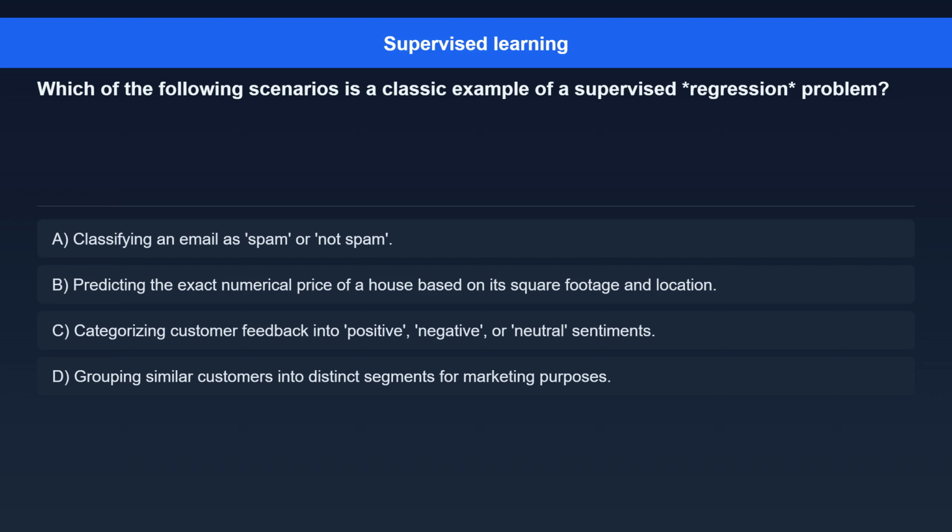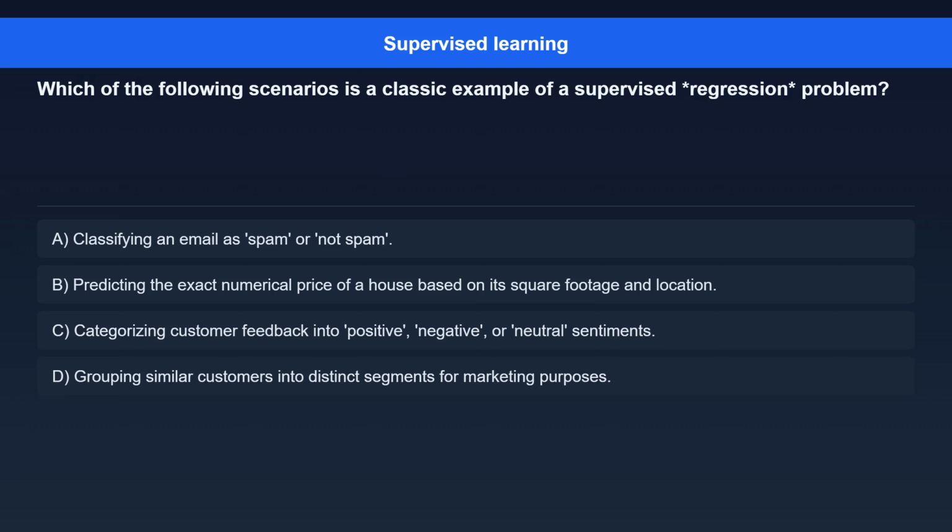Question 2. Which of the following scenarios is a classic example of a supervised regression problem? Option A. Classifying an email as spam or not spam. Option B. Predicting the exact numerical price of a house based on its square footage and location. Option C. Categorizing customer feedback into positive, negative, or neutral sentiments.